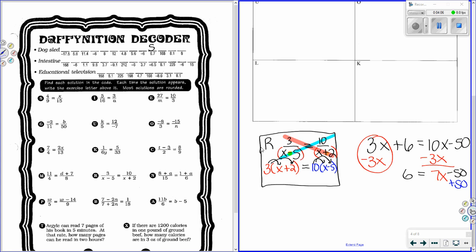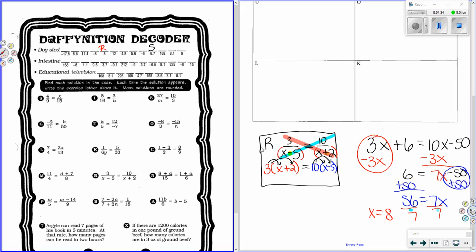We have to zero out this side so that a constant and a coefficient are on separate sides. That'll require 2 zero out steps, and then we 1 out our 7, and we get x equals 8. Because that was an R, we're going to come up here, and wherever there's an 8, we're going to put an R.